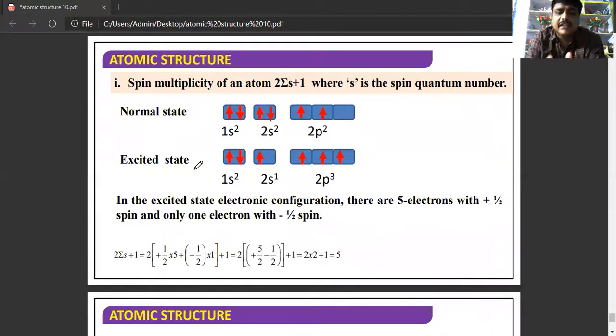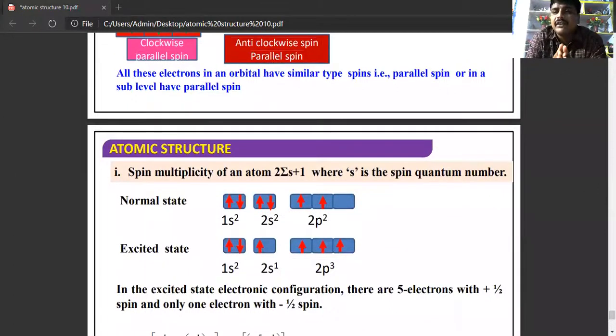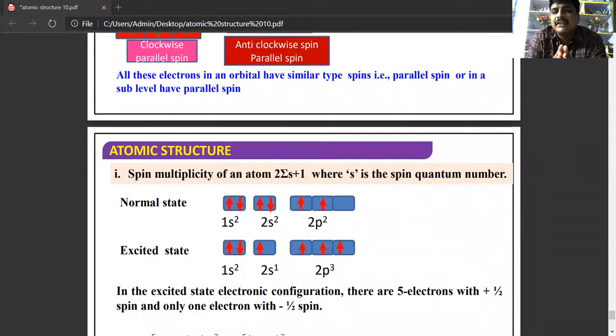See here, in the normal state, 1s2, 2s2 and 2p2. In the excited state, one electron moves from 2s to 2p. So in the excited state electronic configuration, there are 5 electrons with plus half spin and 1 electron with negative spin. In the next class, we'll discuss the various different rules.